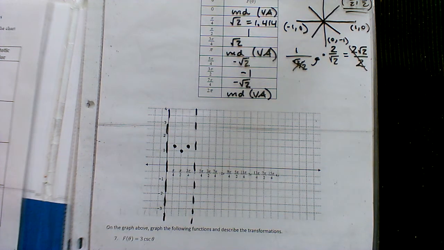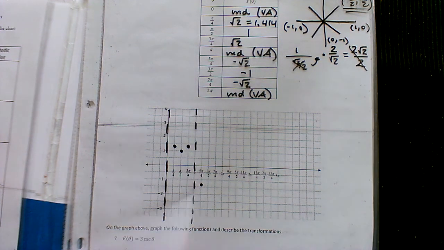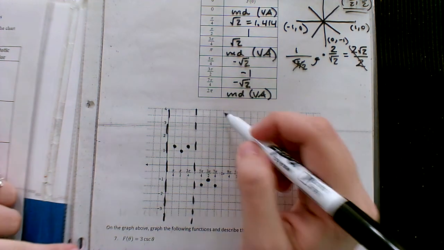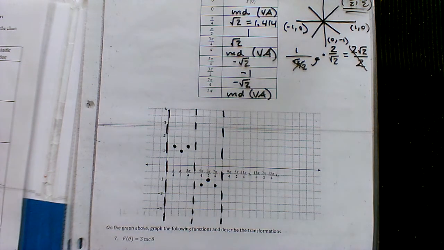Then it starts to get negative. So negative square root of 2, not quite negative 1.5. Then we have negative 1, not quite negative 0.5, and then another asymptote. So it might look weird when you're just plotting the information, but we have to use the characteristics to help us get a good visual picture of what this graph might look like.